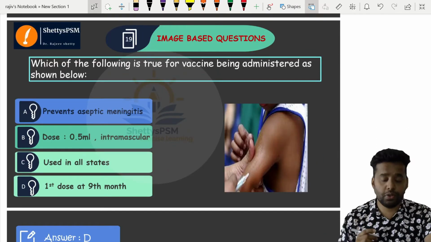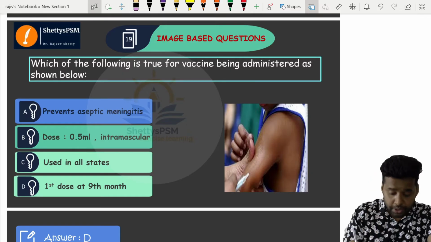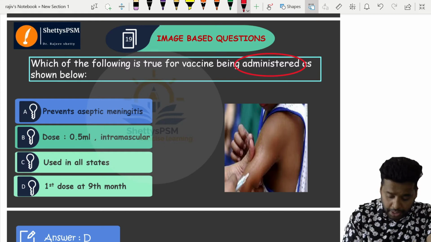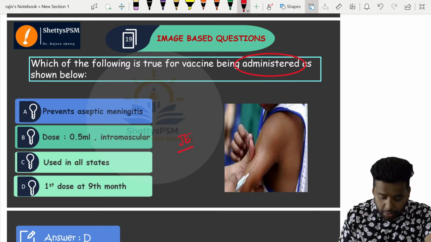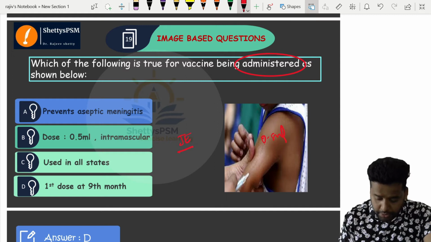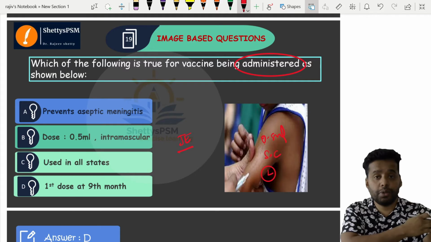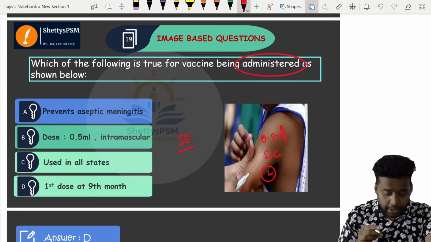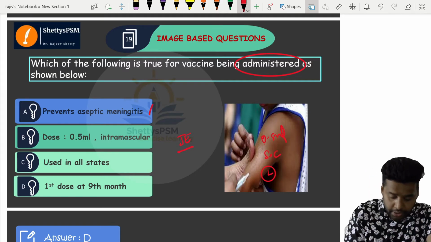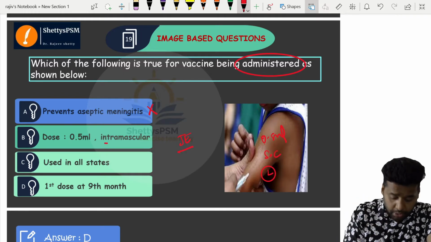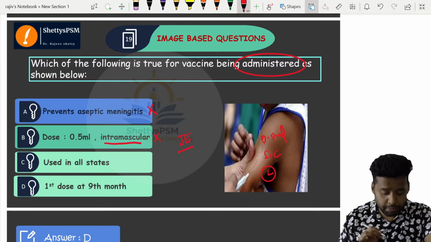Which of the following is true for the vaccine administered as shown below? As shown below, it is Japanese encephalitis vaccine. As you can see here, it is given 0.5 ml subcutaneous left forearm. It will prevent aseptic meningitis? No. It can prevent Japanese encephalitis. 0.5 ml intramuscular? No, it is subcutaneous.